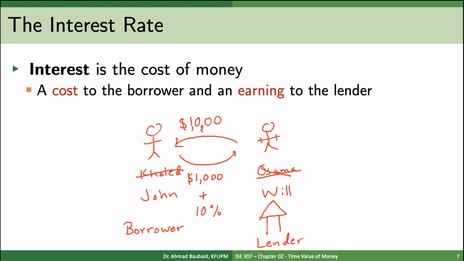And so interest really is a cost, right? This extra 10% is a cost that the borrower has to pay to the lender. For the lender, this is just profit. This is just money he's getting extra. He's getting his original money back plus a little bit more, right? So that's the basic form of interest. That's what interest is, and that's how it came about.